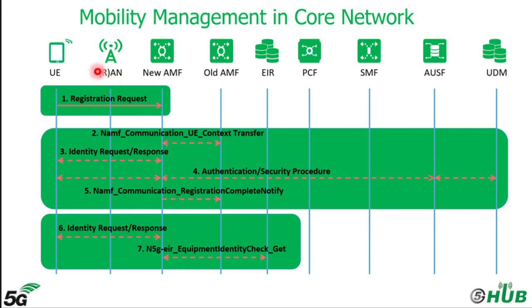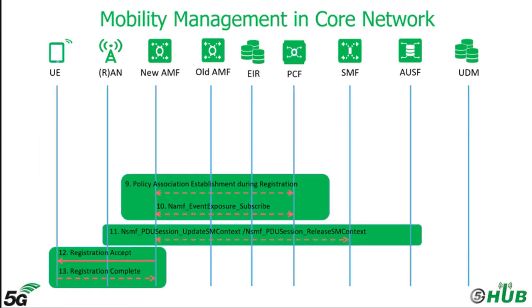But here, this is the mobility management in the 5G core network. You can see a lot of new functions like AMF, SMF, UDM, all of them are new functions in the 5G core network. So this is a scenario. Mobility management is very important for the 5G core network as it keeps a lot of procedures in the 5G core network like mobility handover, location update, tracking area update, and so on.